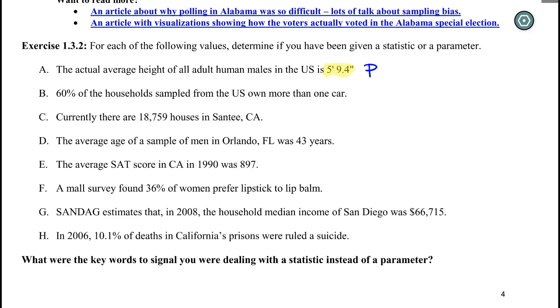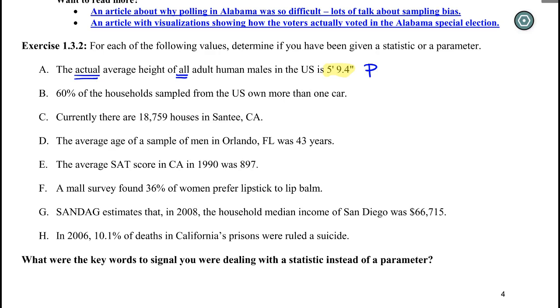Now, completely unrealistic parameter. There is zero chance that we would have the actual average height of all adult human males in the U.S. People are turning 18 and dying at any moment, and we have this. How would we even do that? We haven't talked about it yet, but the census, it's an impossible thing to go out and get this data from everyone. So while this is a parameter, only by the fact that I've used the words all and actual to denote that this is the real deal thing, in reality, we wouldn't be able to get this. This would be a statistic in reality.